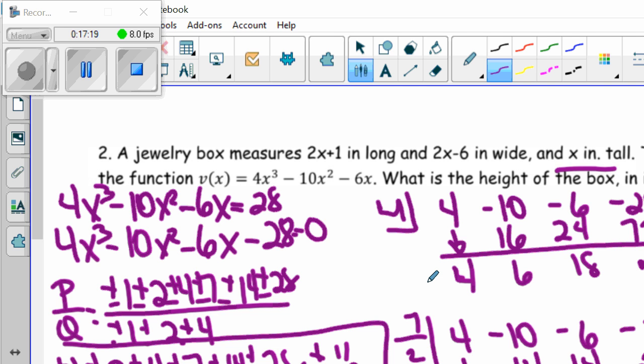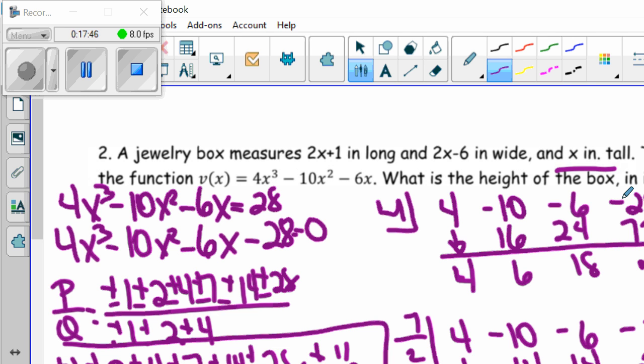You know what's making me happy. So x equals 7/2. Or 7/2 is the same thing as 3.5. Right? So this is what is the height of the box in inches. So my height is 3.5 inches. Right? So the height is 3.5 inches. If I wanted to find the dimensions of the box, right?